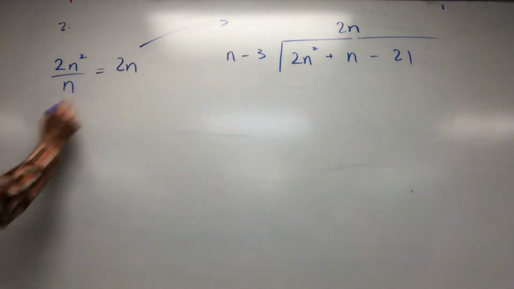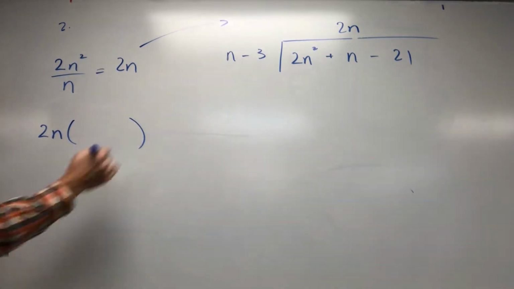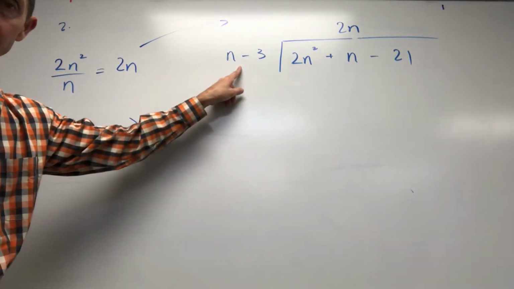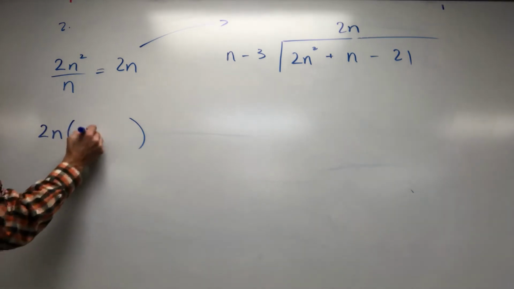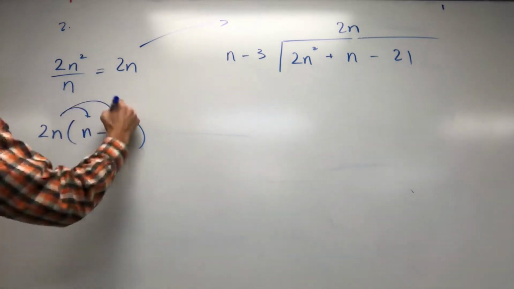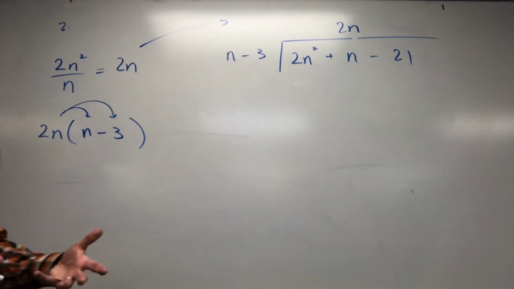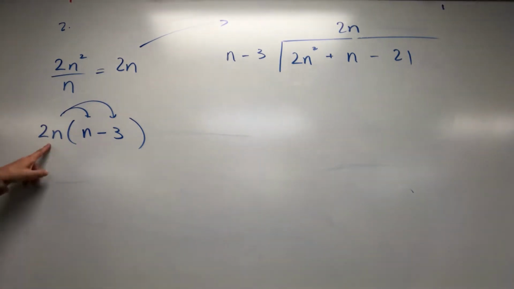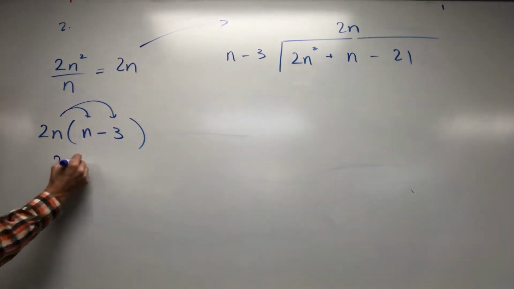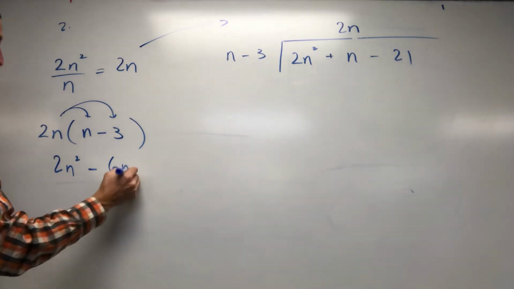Grab that 2n that you just found. You have to multiply it by the divisor for your next step, n minus 3. So it's not hard. It's just a bunch of little steps to get you where you want to be. 2n times n, 2n squared, 2n times 3, 6n.